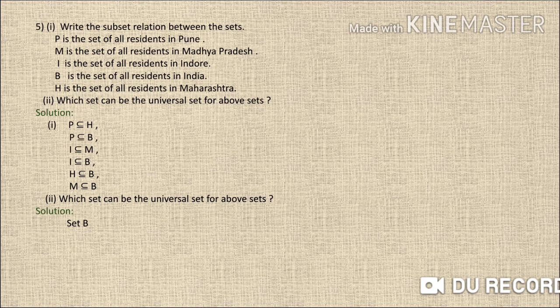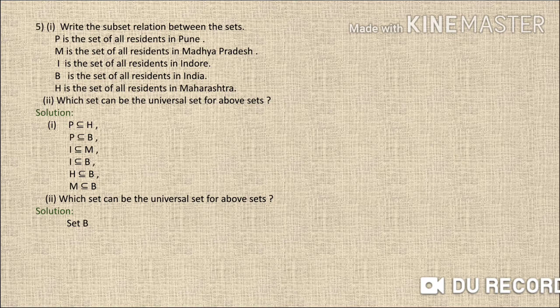Okay. So see, Pune comes under Maharashtra, so we can write P is a subset of H. Again, Pune comes in India, so we can write P subset B. Then Indore comes in India as well as in Madhya Pradesh, so we can write I subset M, I subset B. Then Maharashtra comes in India, therefore we can write H subset B and M subset B. These are the possible subset relations.